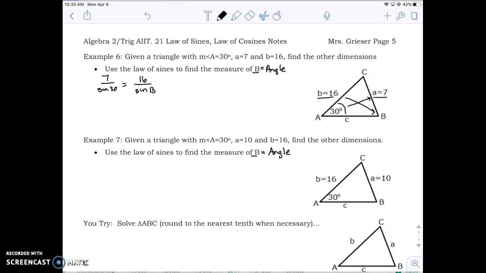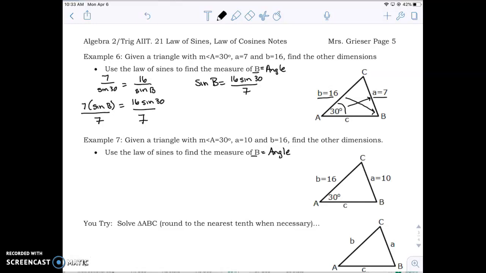So we have a little something we have to do here, because not only are we solving for an angle, but we have our variable in the bottom. So here's what we have to do. We'd have to go ahead and do the proportion. So we will have 7 sine B is equal to 16 times sine 30. Now how do I get sine B by itself? Correct, I divide by 7. So now I have sine B equal to 16 sine 30 divided by 7.